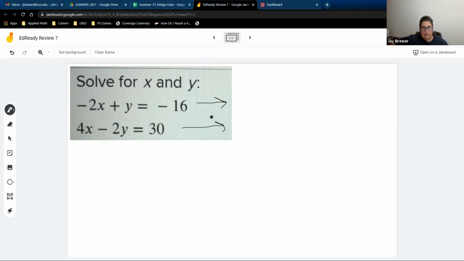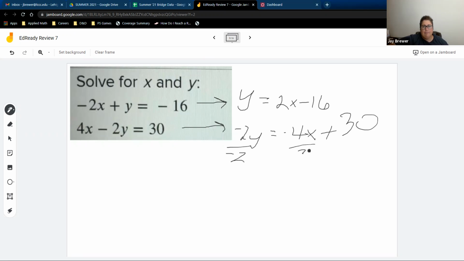You don't know that yet, but you will know that. So what I would do here, if I wanted to graph this, I want to solve both for y. So the first one's easy to do. So y equals 2x minus 16. And then the next thing we're going to do is solve for y for the second one. So that would be -2y equals -4x. I went ahead and just moved it, plus 30. We're going to divide both sides by -2.